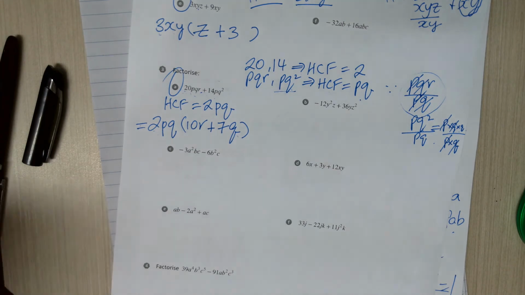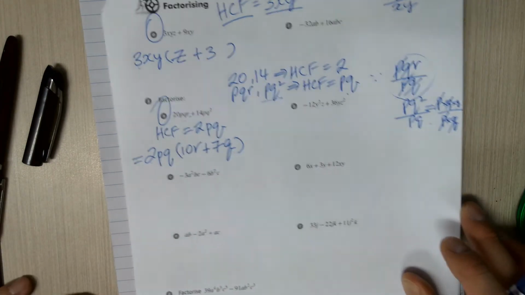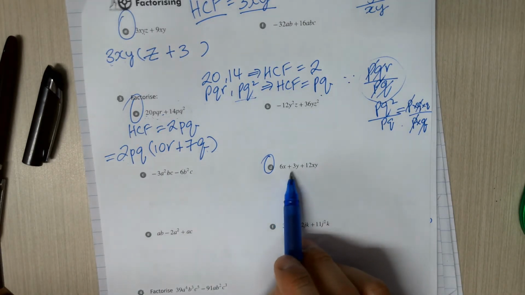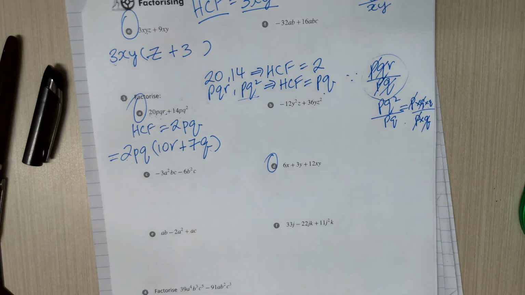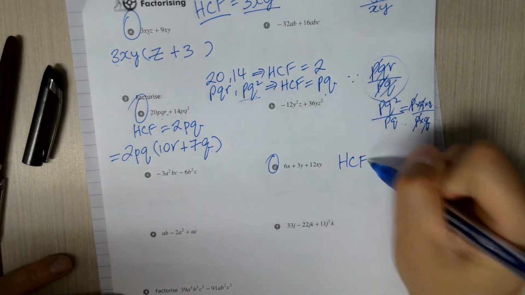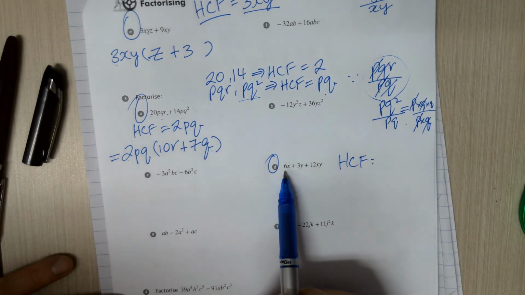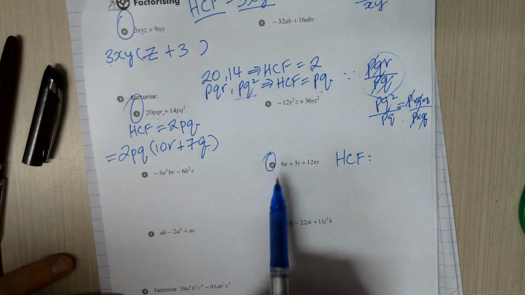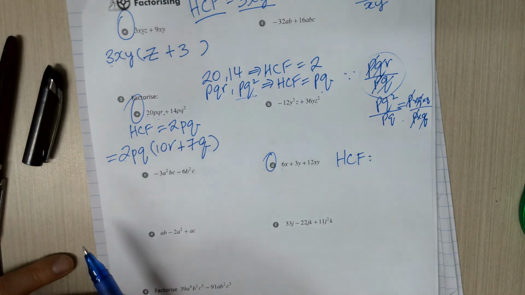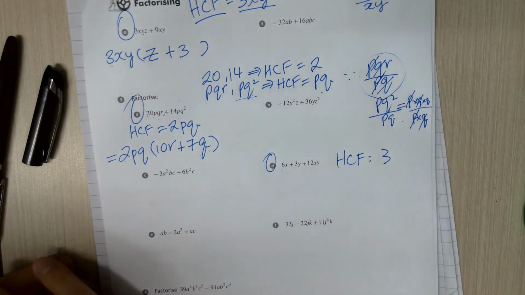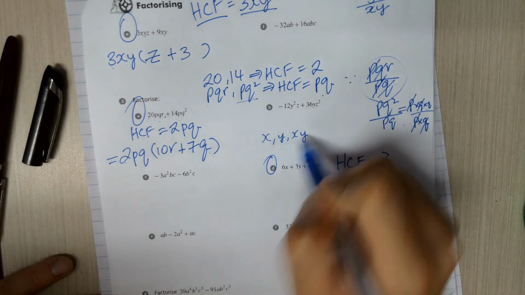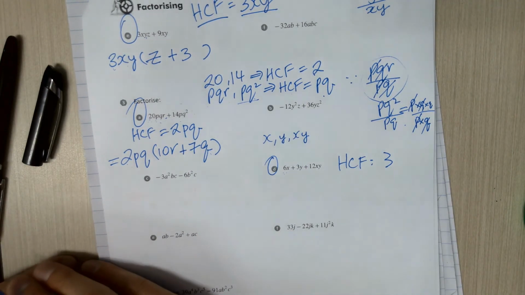So maybe I'll try 3D with you. So I've got 6x plus 3y plus 12xy. What do you need to find first? Highest common factor. Again, as I said, you look at the numbers by themselves first, 6 and 3 and 12. What is the highest common factor between 6 and 3 and 12? Obviously, it's just 3. Then you look at the letters x and y and xy. What is the highest common factor between these 3?